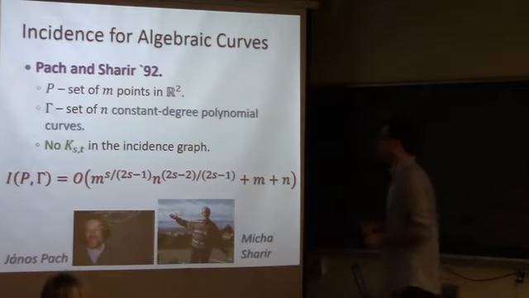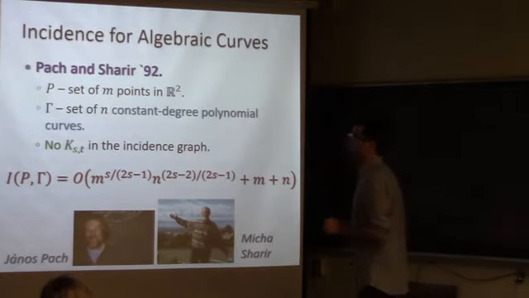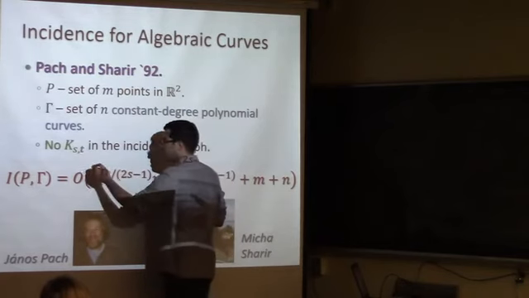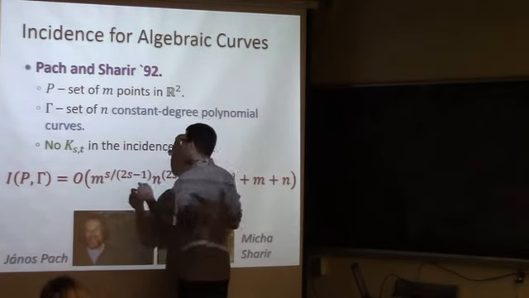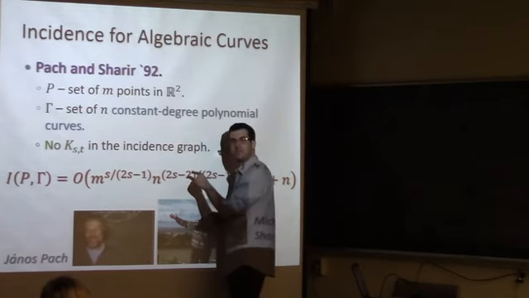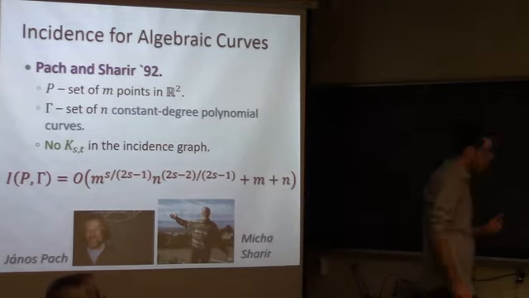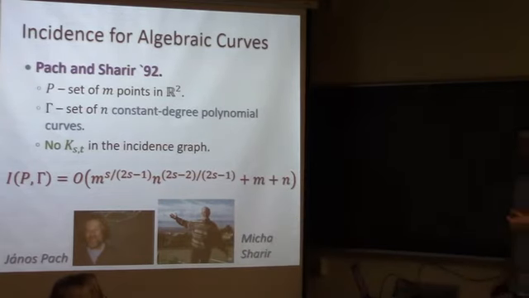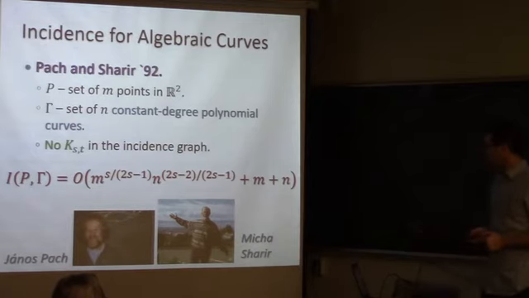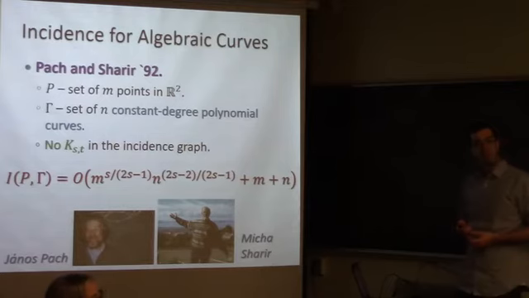It looks like a complicated bound. It really isn't. Let's say that we have lines. So lines, we said there's no K_{2,2} because two lines intersect at most once. So S is 2. And if you plug in 2 instead of S, you'll get the 2/3 that we saw before, the Szemerédi-Trotter bound. So it's a generalization to arbitrary curves in the plane. Algebraic curves, I should say. Okay. And you might... Yes?